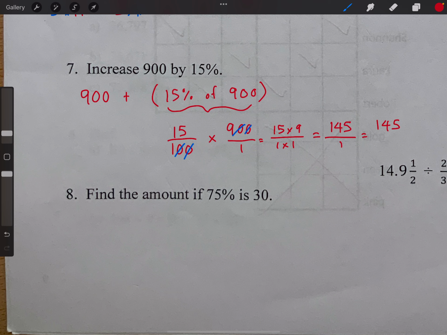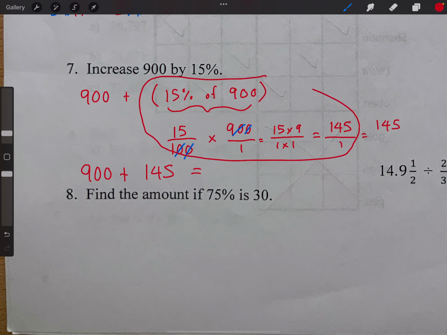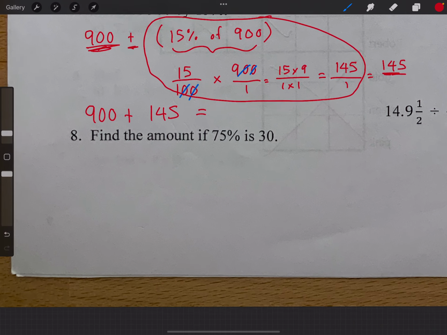So, to answer the question, we're going to do 900 plus this 145 and get the answer there. So this whole thing turns into 145. You do 900 plus 145, and that's why we do that.